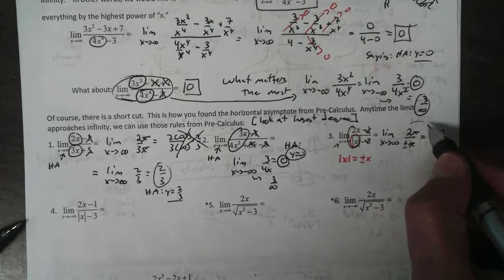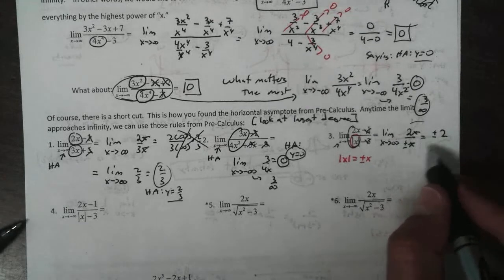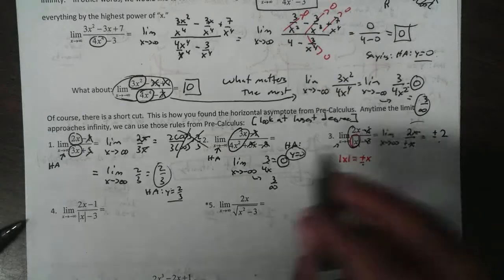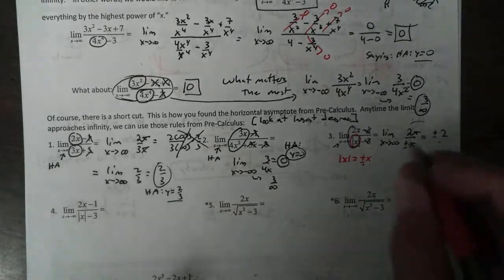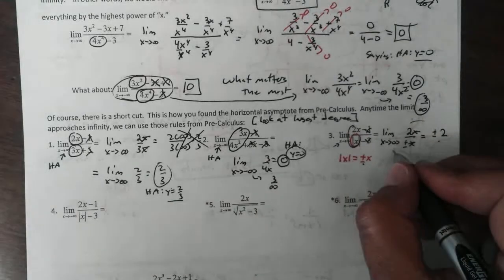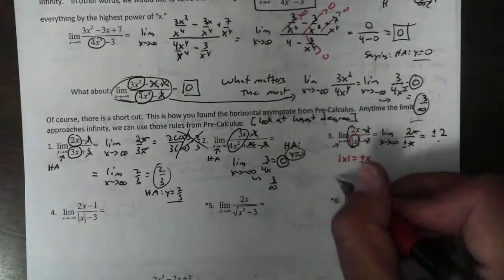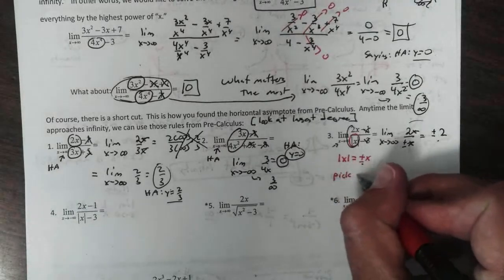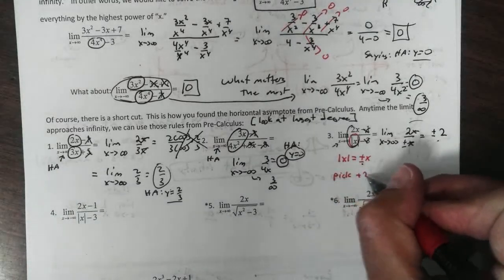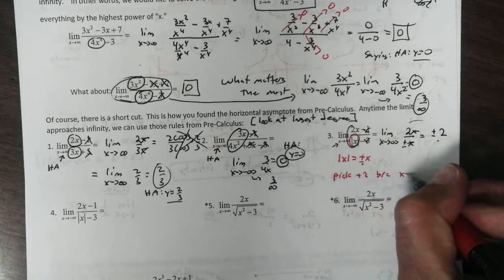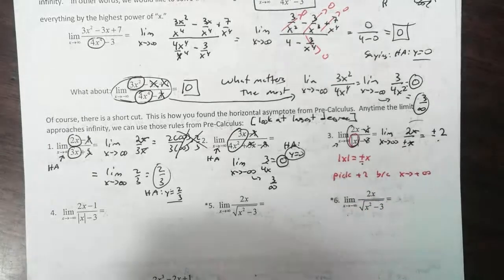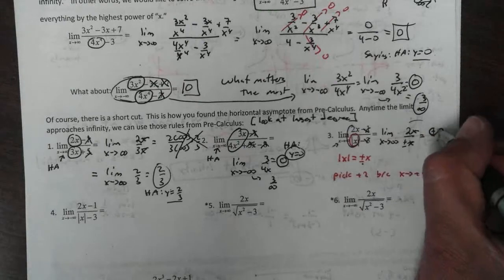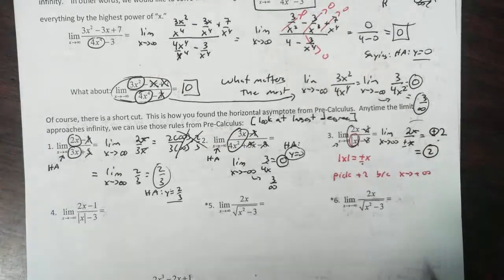That's just my constant rule. But the question is, well, which one do we pick? The positive or the negative? Well, to do that, we look at the infinity. I'm approaching positive infinity. So we're going to pick the positive 2. And that is because x is going to positive infinity. So therefore, the answer is just positive 2.